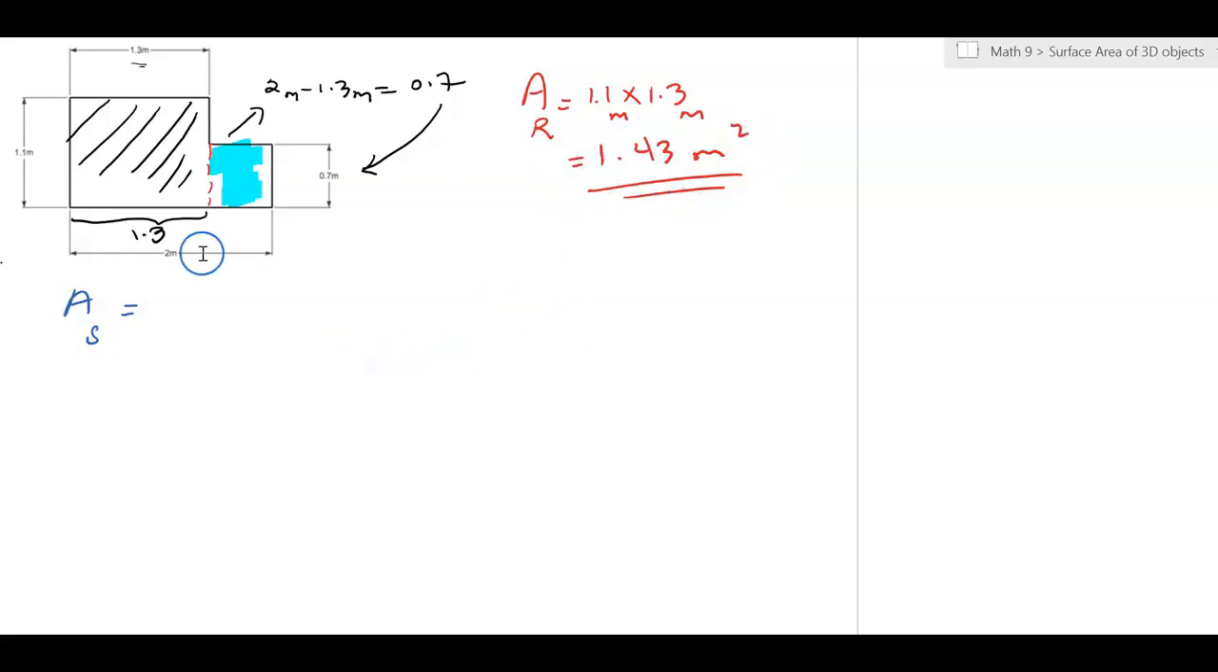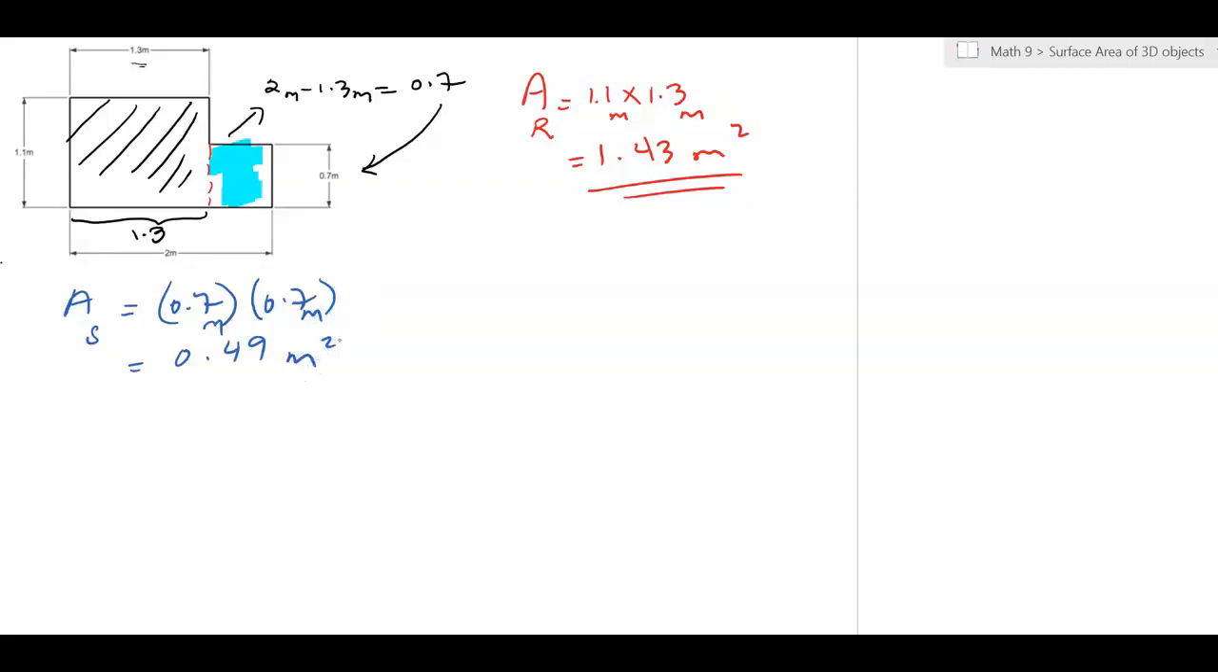And then the area of the square, the blue part. Remember, length times width, but in this case it's actually side times itself. So that would be 0.7 times 0.7, and that would be 0.49, and the unit on each one is meters, so it would be meters squared.